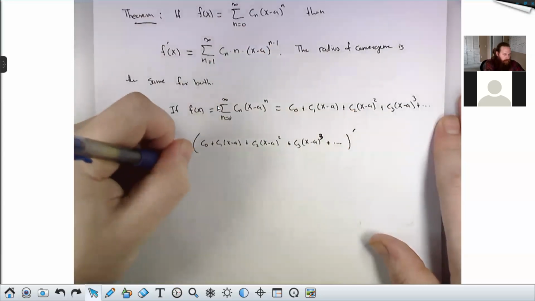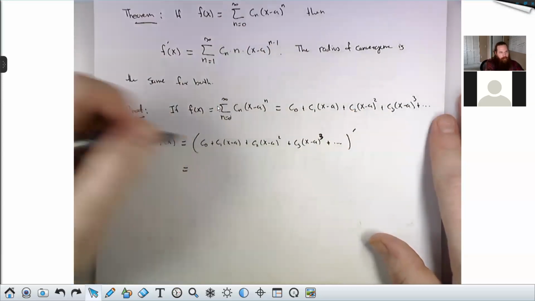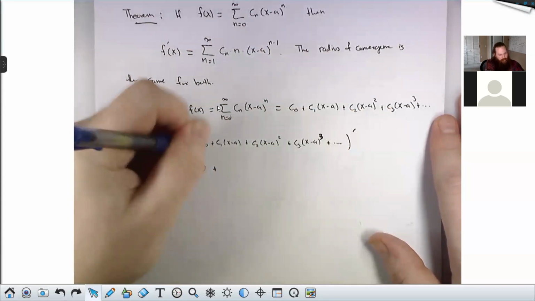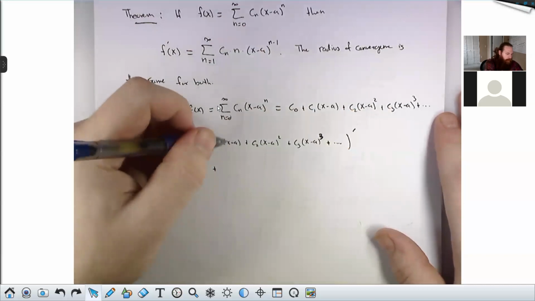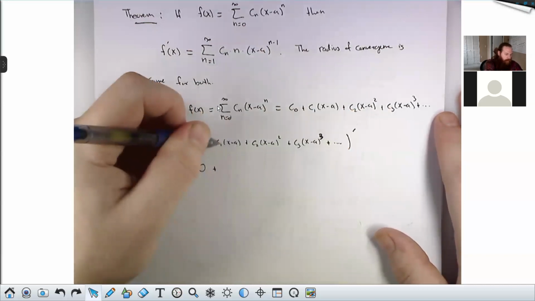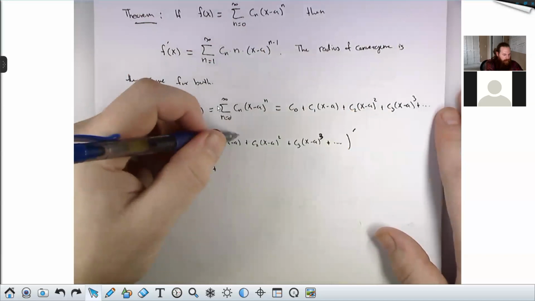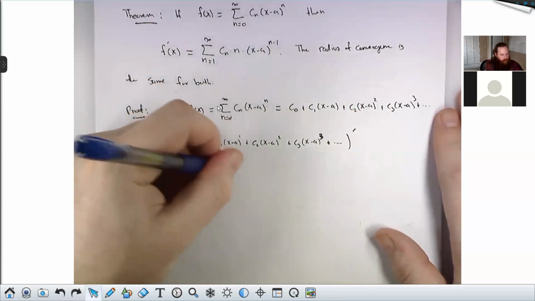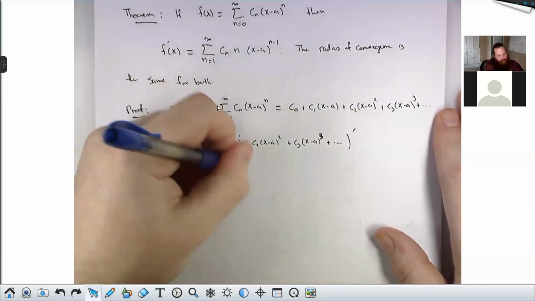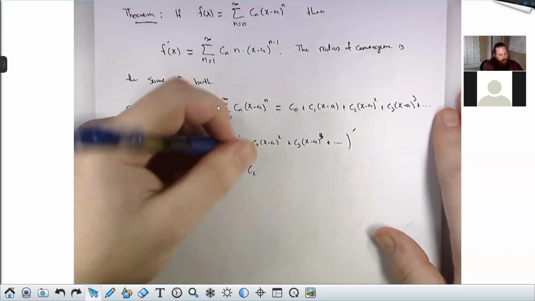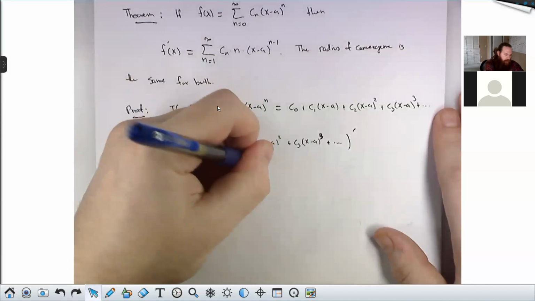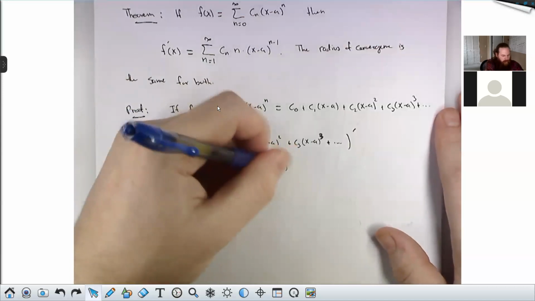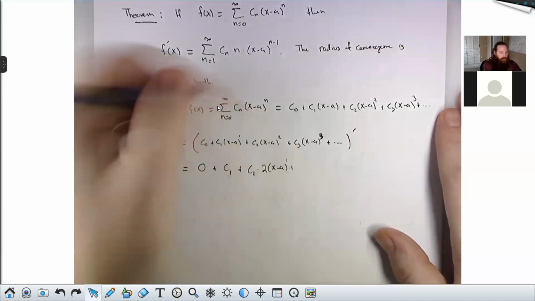So now I just prime each piece. The derivative of c0 is 0, because it's a constant. The derivative of c1 times (x minus a), this is a chain rule thing, right? So (x minus a) to the 1 has derivative 1. So this is just c1 plus c2 times the derivative of (x minus a) squared, which is 2 times (x minus a) to the 1. And then by the chain rule, you would multiply by a 1 from the inside.